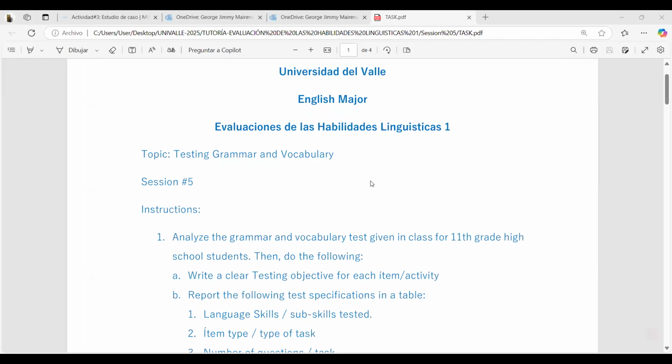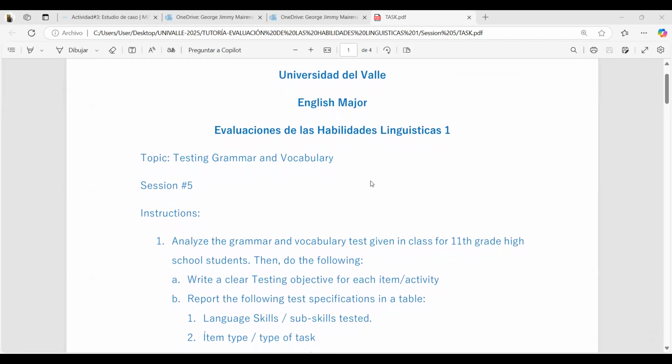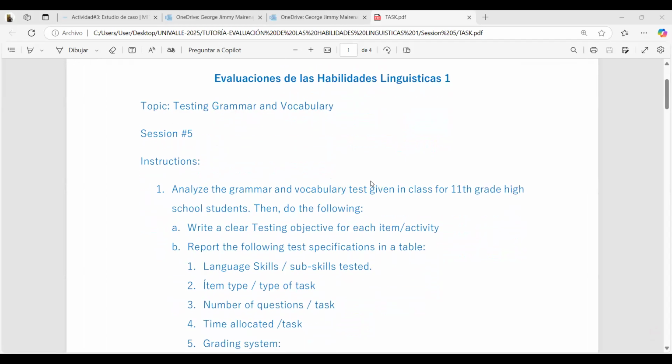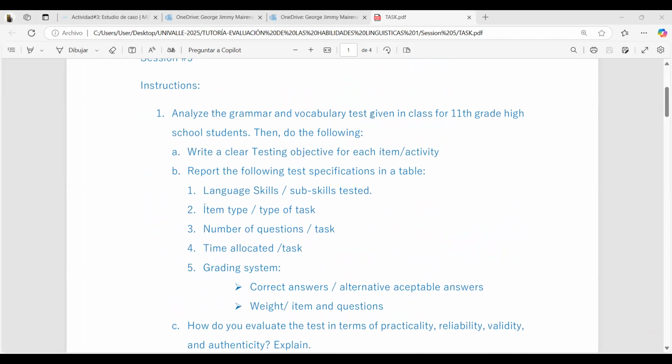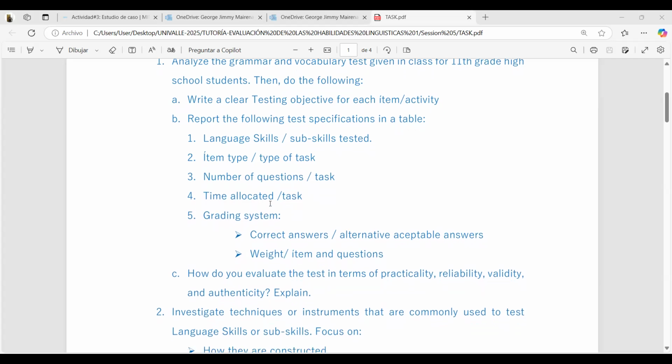Can you see there? It's loading. Just a second. Okay. Right now. No. Okay, we got this. These are the instructions. So we're going to test grammar and vocabulary. Analyze the grammar and vocabulary test given in a class for 11th grade high school students. Then do the following. Write a clear testing objective for each item or activity. Report the following test specifications in a table. So these are the things that we're going to include in the specification, okay? The same ones that we were discussing, okay?